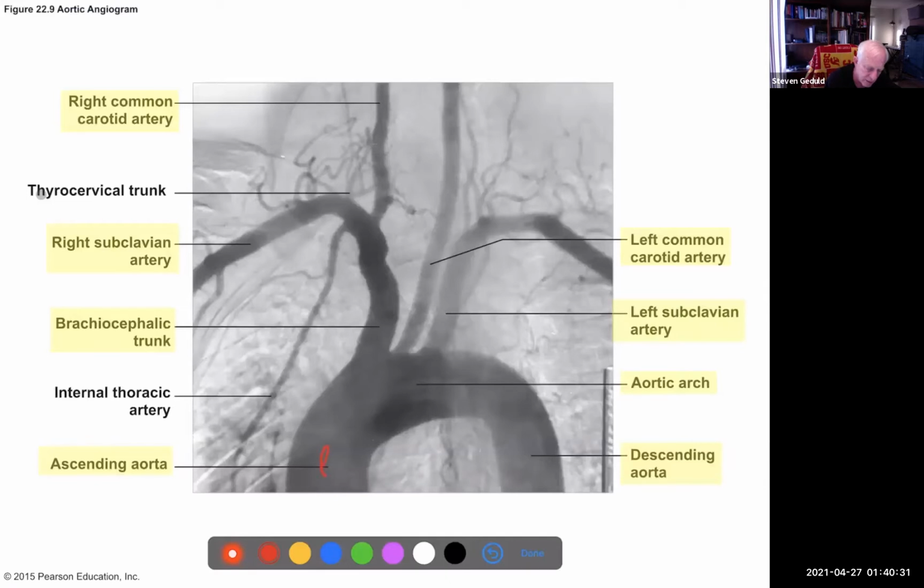So here's your ascending aorta, comes up, and this is your aortic arch, and then this is your descending aorta. Okay, this first branch is the brachiocephalic trunk. It comes up and feeds into the right subclavian artery going down the arm, and to the right common carotid artery, which goes into the right side of the head and the brain. This is the left common carotid artery branching off, and this goes to the left side of the brain. And then the left subclavian artery branches off and goes down to the left side of the body, the left arm. Okay, so you can see those arteries very clear on this angiogram.